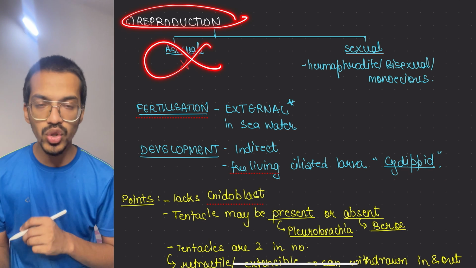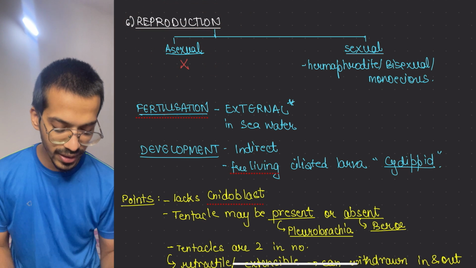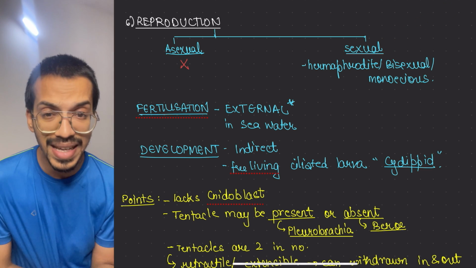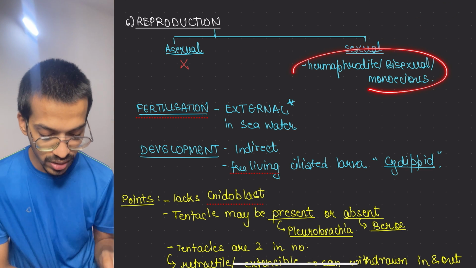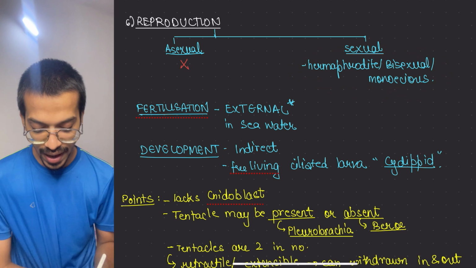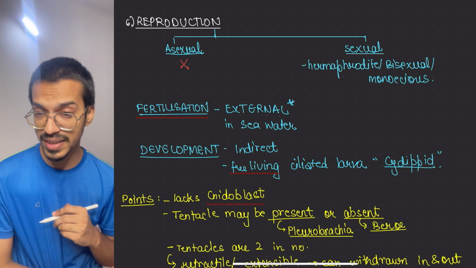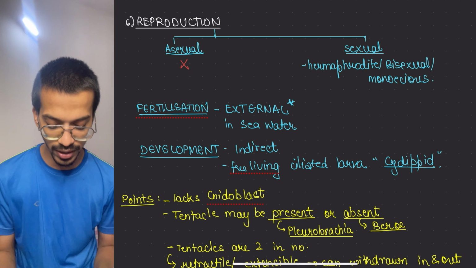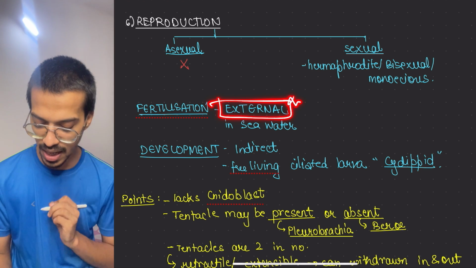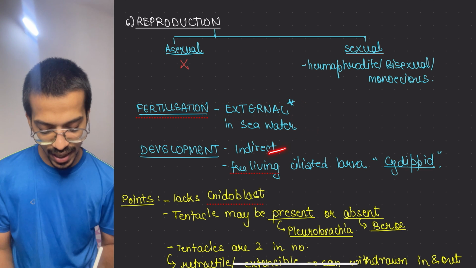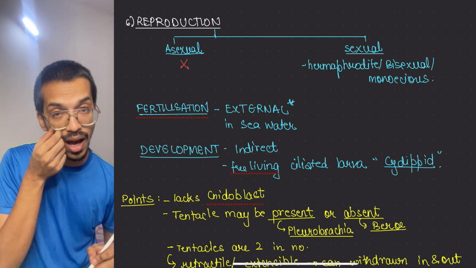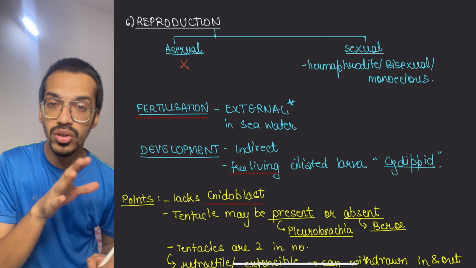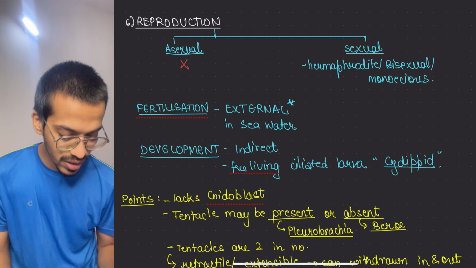Reproduction: asexual reproduction is not seen, only sexual reproduction. They are hermaphrodites, bisexual, meaning monoecious: a single body with both sexes present. External fertilization is seen; gametes are released into the sea water, and fertilization takes place there. This can come in the exam, that's why the star is made. Development is indirect, with a free-living ciliated larva, and this time the cilia are flexible; later on they change into rows.